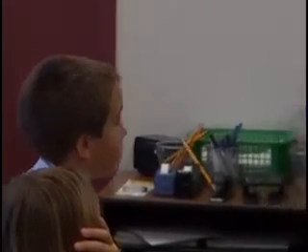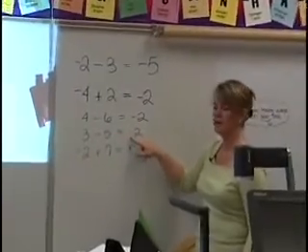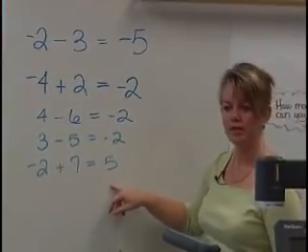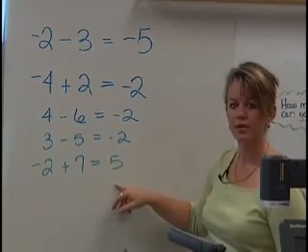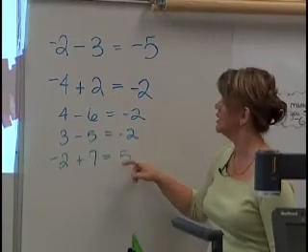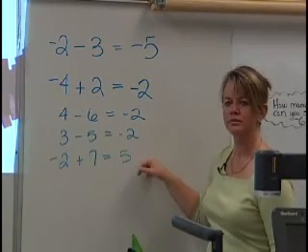3 and -5. This isn't +5. 3 and -5. Negative's bigger. Negative answer. -2 and 7. 7's bigger. Positive answer. Are we okay with that? Did you guys come up with that? Sort of, kind of, did you sort of figure that out? Okay, that's the sign. How do you get the number?